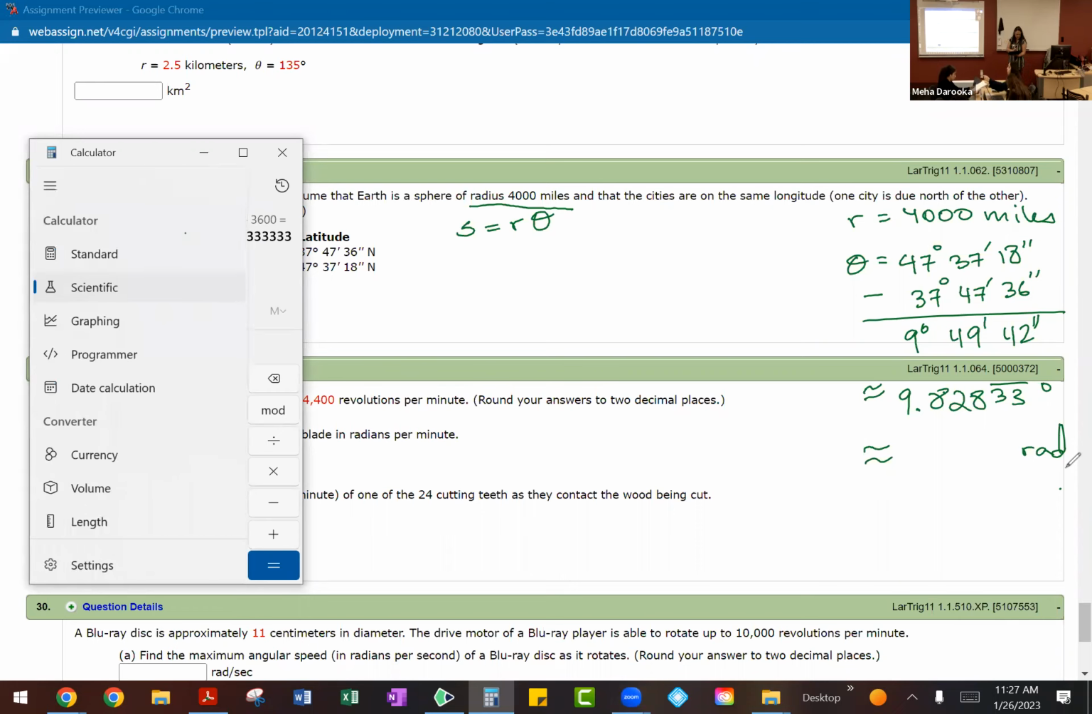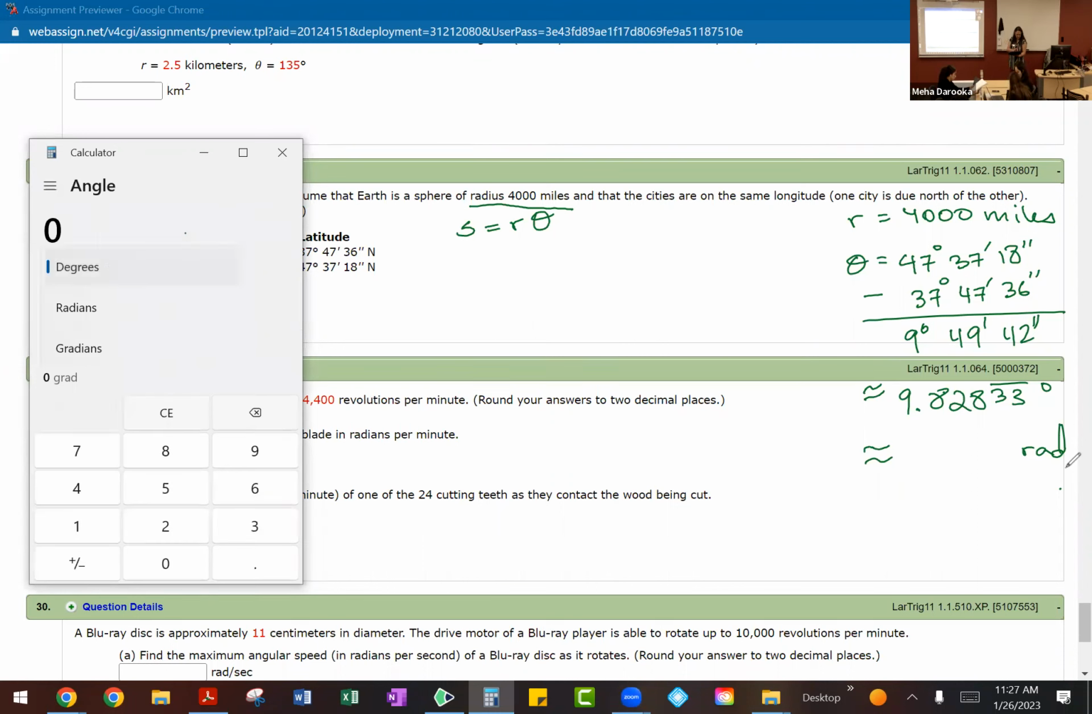Let's copy that, and we'll see if we can convert this to radians. Point 828333 repeating, and this is what you should have in radians.